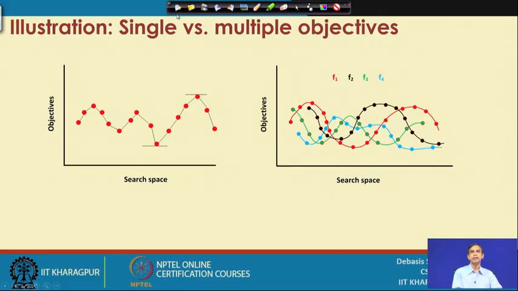Now, on the other hand, in the case of multiple objective functions, in the right part of the graph, if we look at this graph a little bit carefully, we see that we have plotted the objective function values with respect to the search space, and the different curves with different colors represent different functions like f1, f2, f3 and f4. It is easily understandable that the different objective functions have different points for which the minimum and maximum occur.